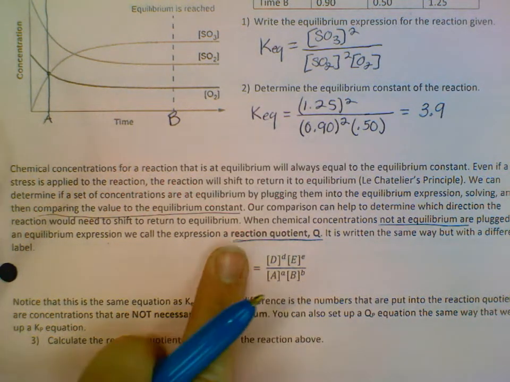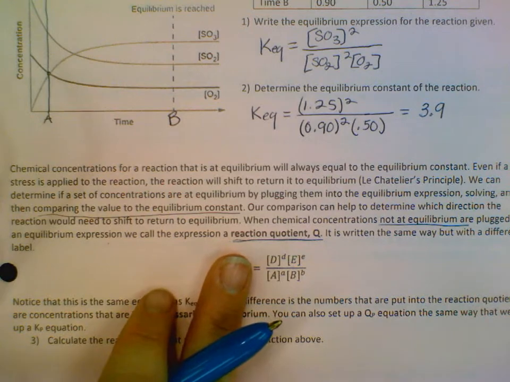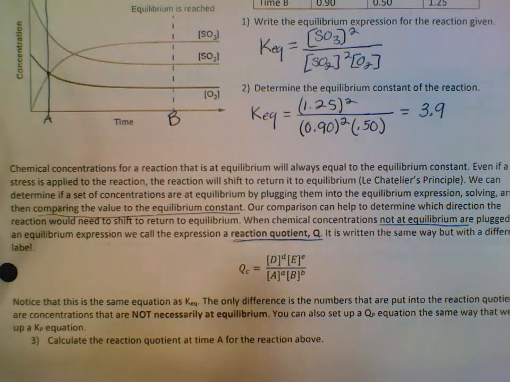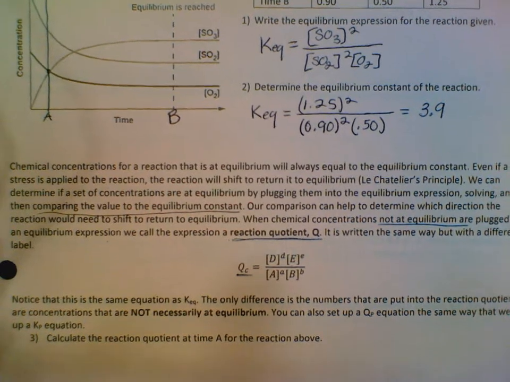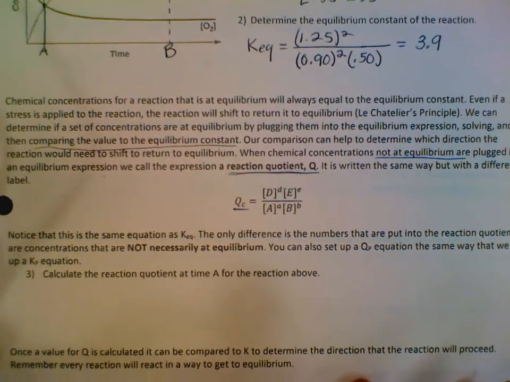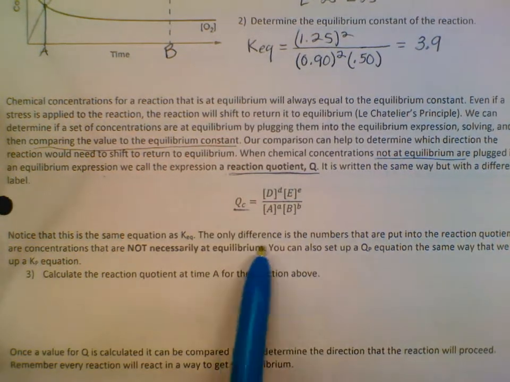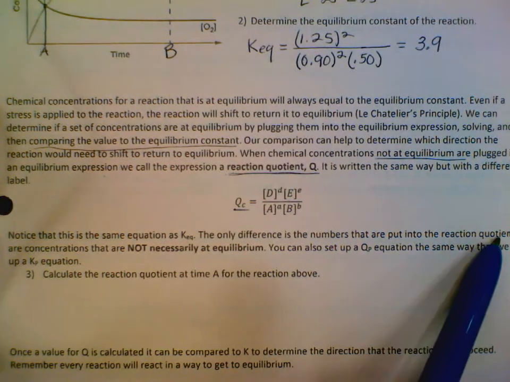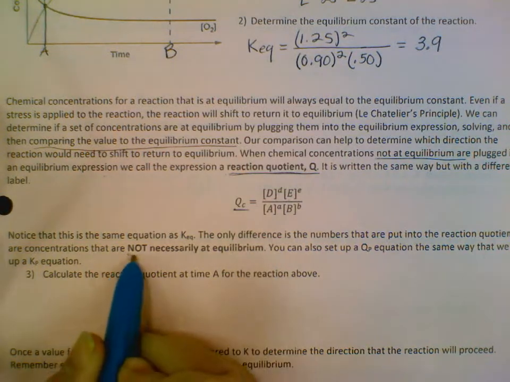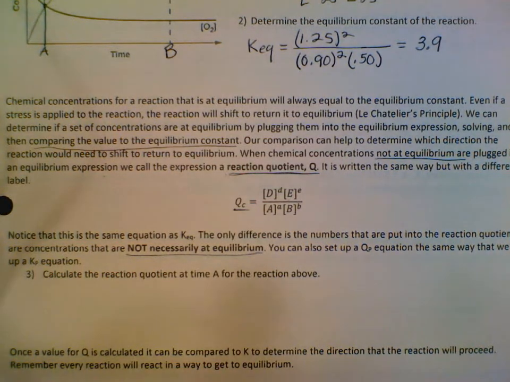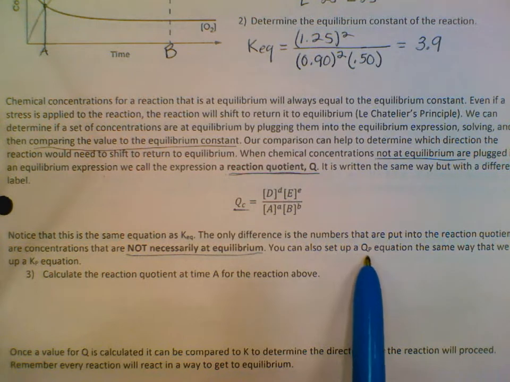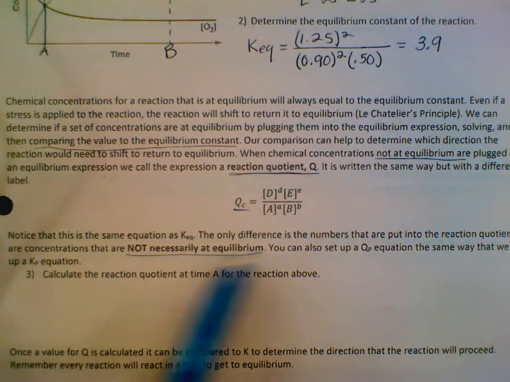Okay, so notice that the entire thing on the right is exactly the same as our equilibrium expression. Same setup. We're just labeling it as Q. We label it as Q because we don't know if it's at equilibrium or not. We're saying, hey, it might be, it might not. We're just going to calculate the same way and see. So the only difference is the numbers that are put into the reaction quotient are concentrations that are not necessarily at equilibrium. We don't know. You can also set up a Qp equation, so we can do it in terms of pressure, the same way we set up Kp.